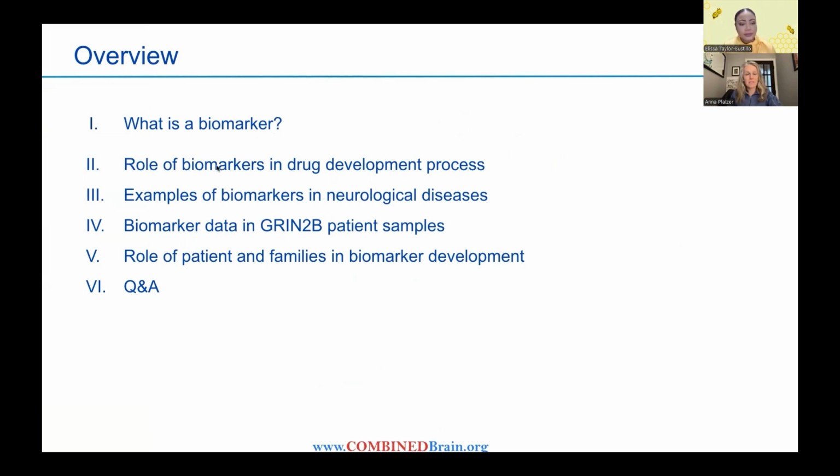And the second thing is really, why are they important? What is the role of biomarkers in the overall drug development process? What are examples of biomarkers that have been used in other neurological disorders? Biomarker data, potential biomarker data in GreenTB patient samples, and then how can patients and their families get involved in biomarker development? And then I put obviously time for questions and answers, if there are any.